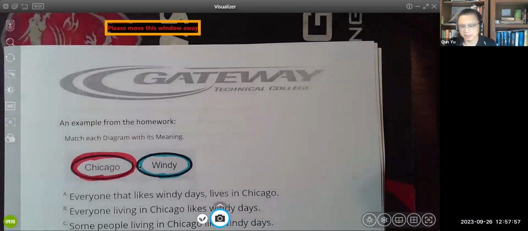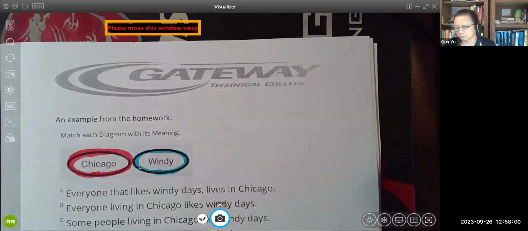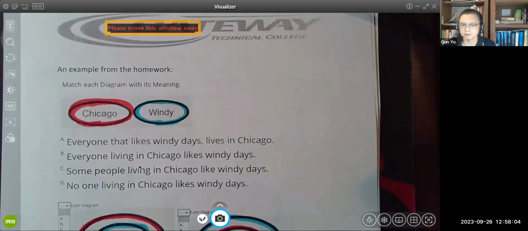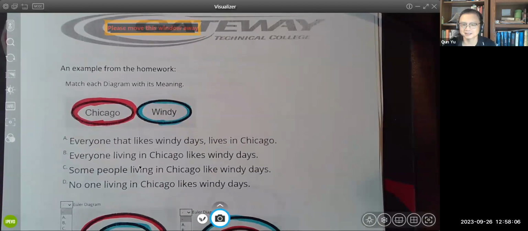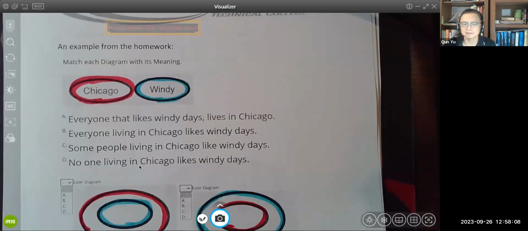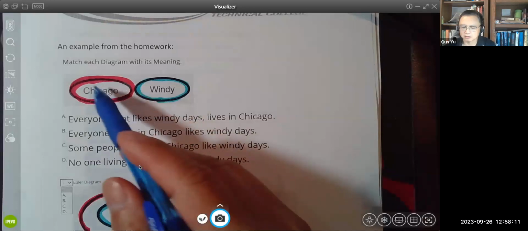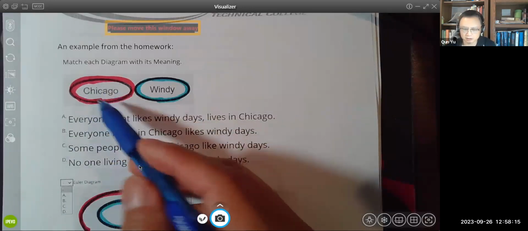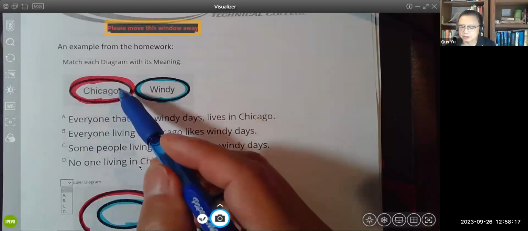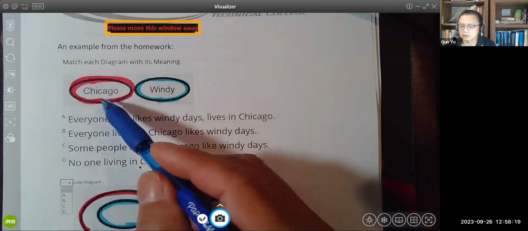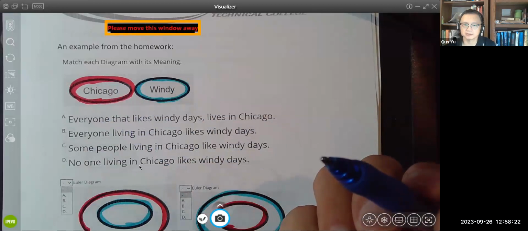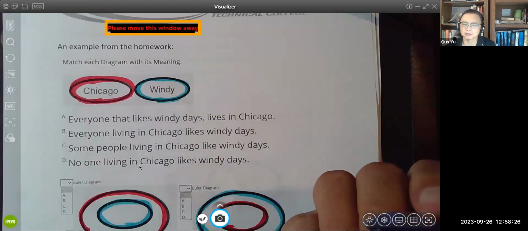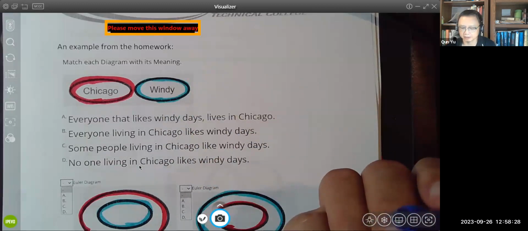Now let's do an exercise problem, just to get familiar with these four models. I pulled this out from your homework assignment. Let's look at it. First of all, this red circle is not really a circle shape, but let's call them circles. This red circle represents all of those people who live in Chicago. And this blue one represents all of those people who like windy days.